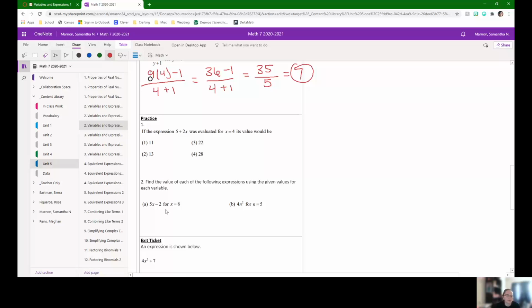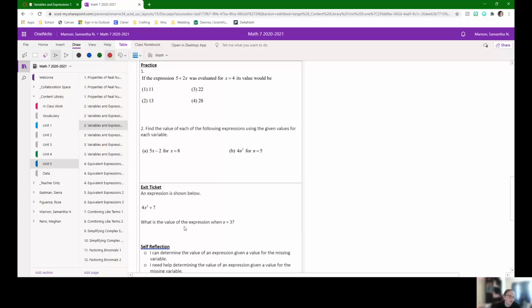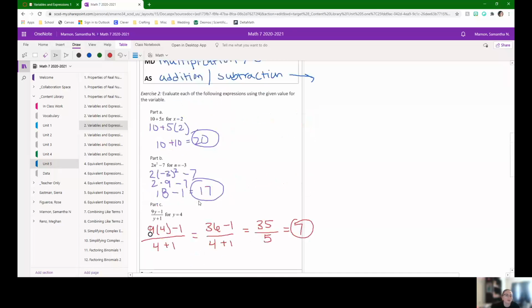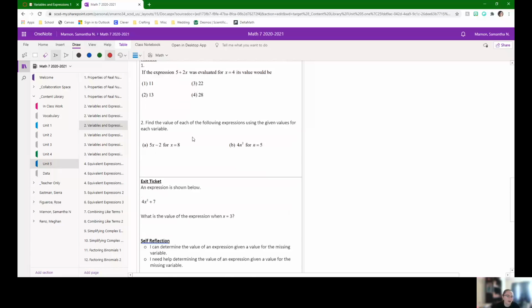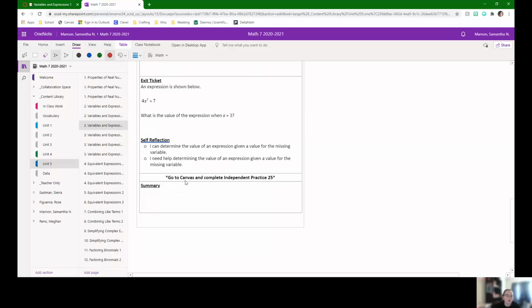You're going to do both of these questions. This first one's multiple choice, and then this one you're doing exactly what we did, substituting in the number for the letter or the variable. You have an exit ticket, and you're just going to do the same thing. So you're going to substitute in 3 where you see X. Make sure you keep it in the parentheses and you follow this order of operations. When you're all done with your practice and your exit ticket, you can go onto Canvas and complete independent practice 25.